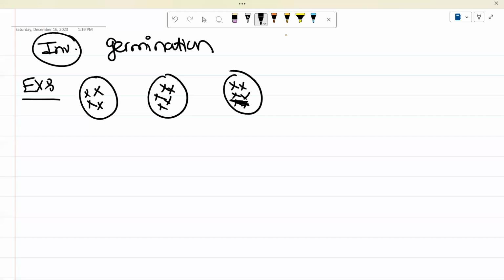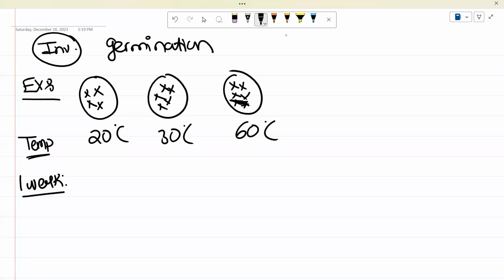They left the Petri dishes in the same environmental conditions. They only changed the temperature by putting the Petri dishes in different ovens, let's say 20 degrees, 30 degrees, and 60 degrees, okay? And then after 1 week, they counted the number of seeds that have germinated. This is what they did in their investigation.